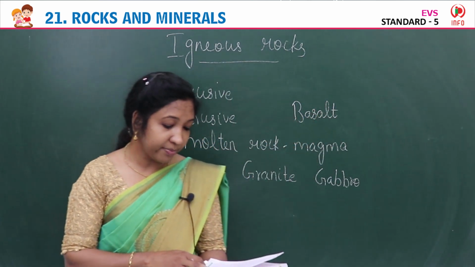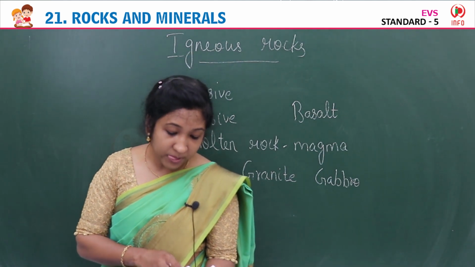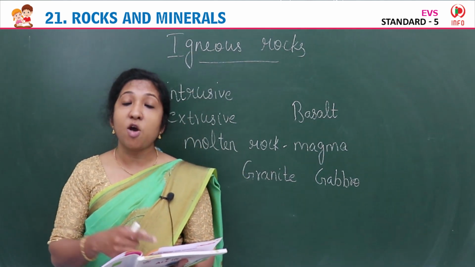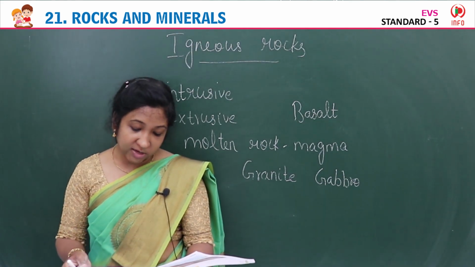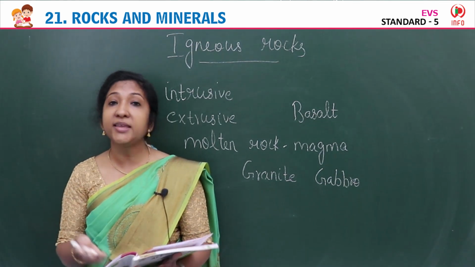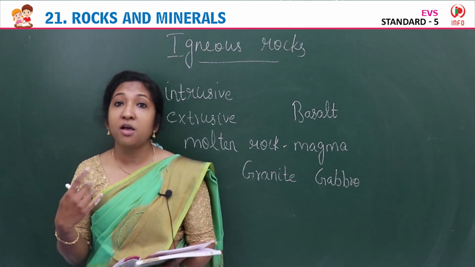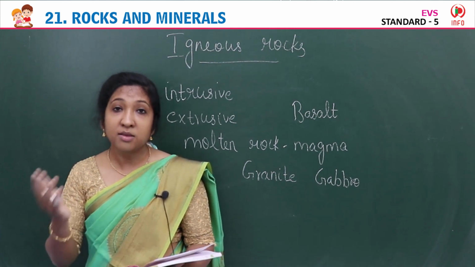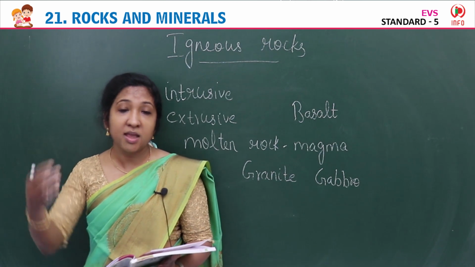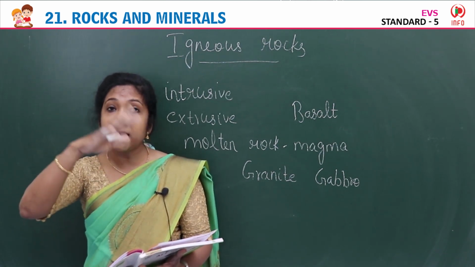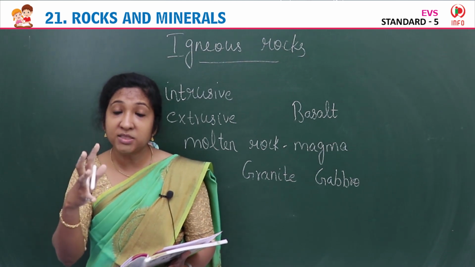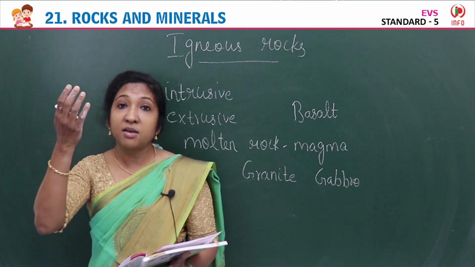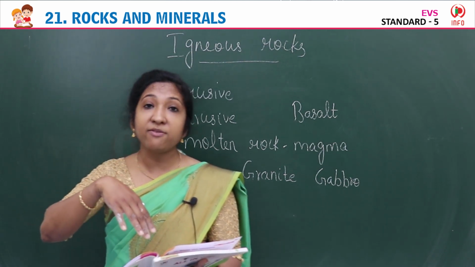Basalt. Okay. So we are learning about igneous rocks, right? Igneous rocks are formed by the cooling and hardening of rocks, intrusive and extrusive. Inside the earth's crust, the region is extremely hot. There the rock is molten, which we call magma.